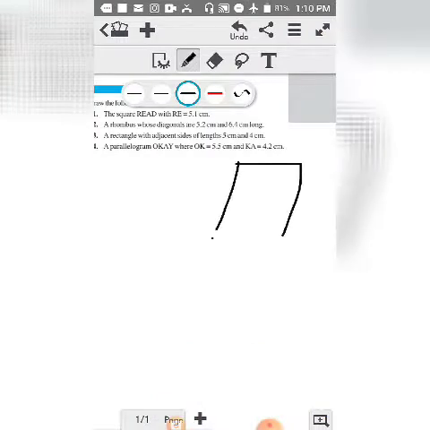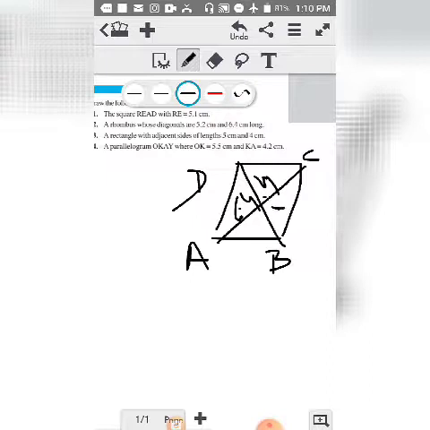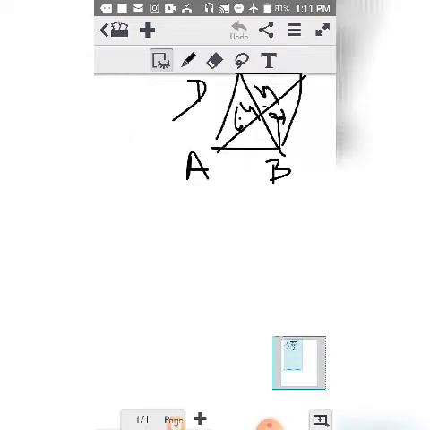The rhombus is given. There is no name given, so let's give a name to it: A, B, C, D. One diagonal is 6.4, another diagonal is 5.2. Since only diagonals are given, the figure will be made by using diagonals only. So AB, BC, CD, DA is not given. Now let's see how to make this figure.